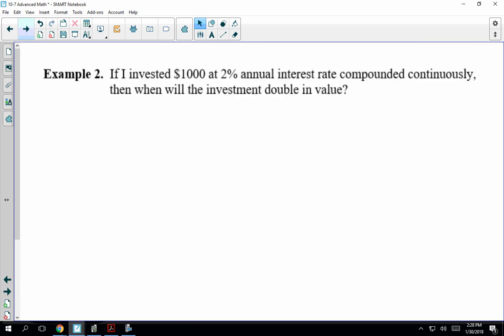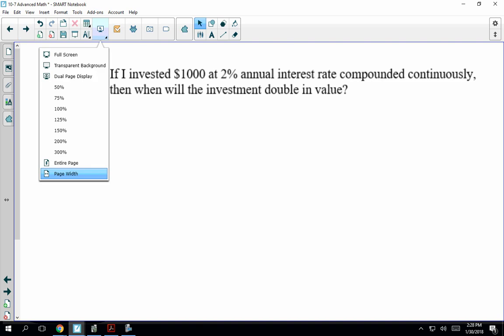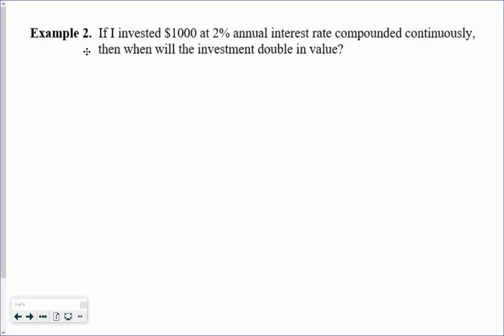Uh-oh, financial. Let's try this one. So if I invested $1,000 at 2% annual interest, that rate happens to be compounded continuously. What that means is once I compound it, it compounds again. And it compounds again. That means I keep getting interest over and over and over. But I'm only getting 2% for the whole year, so every time it compounds is really, really small. All right? And so then when will the investment double in value?